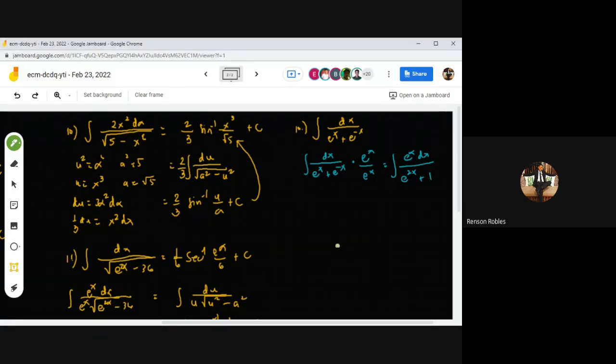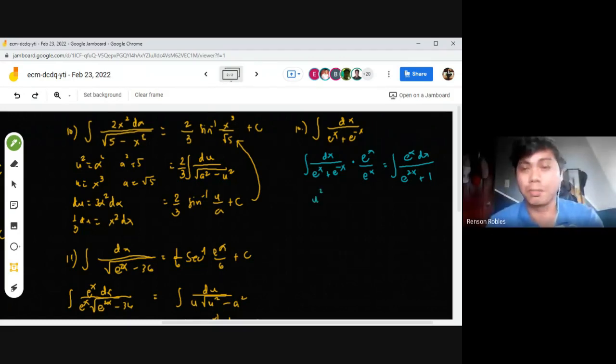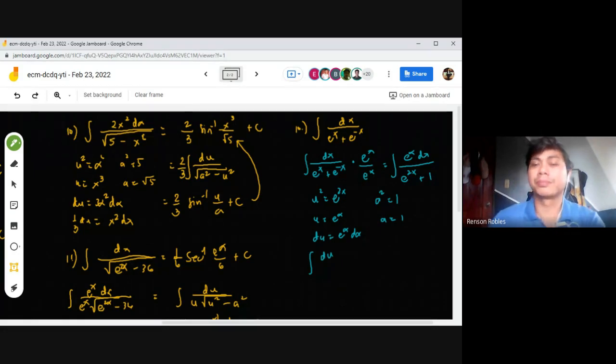And then, you can now let u squared be equal to e to the 2x, and a squared is 1. And then when you take the square root of all of this, you have u is e to the x, and then differentiate, du is e to the x dx. And taking the square root of a squared, you have a is 1. Okay? And then by change of variable, you now have this. E to the x dx is your du, all over e to the 2x is your u squared, and 1 is your a squared.